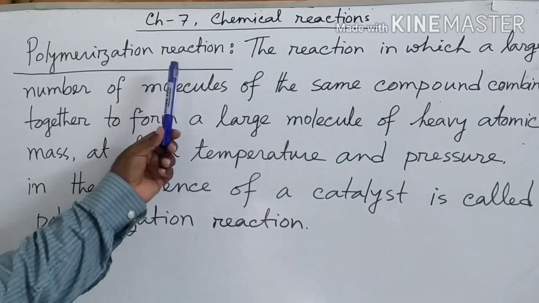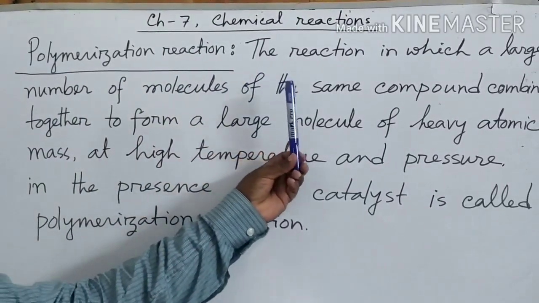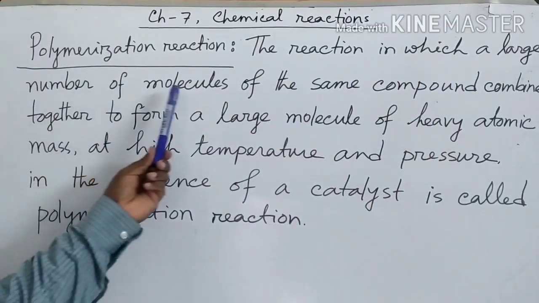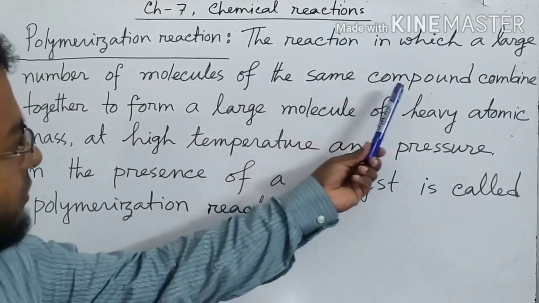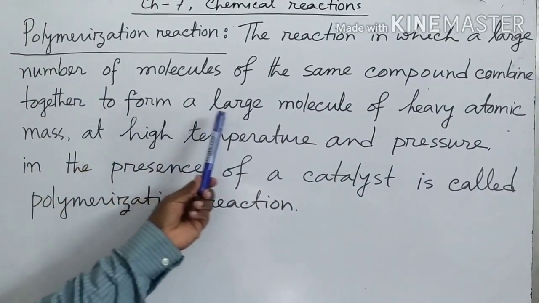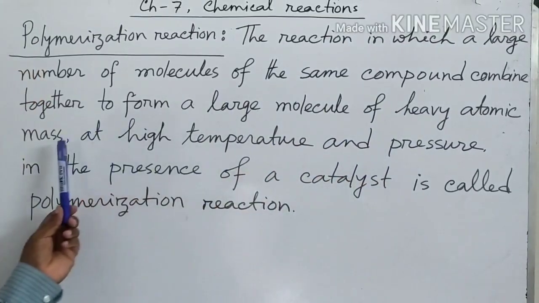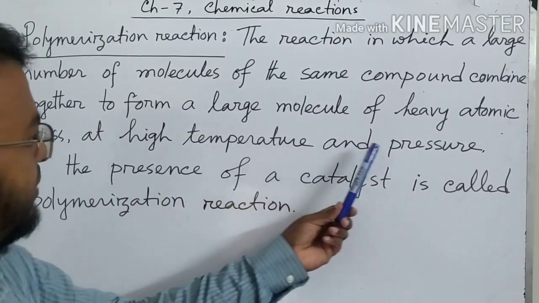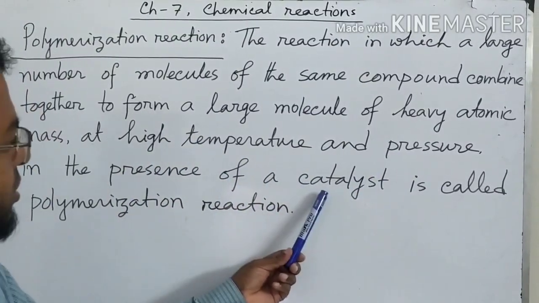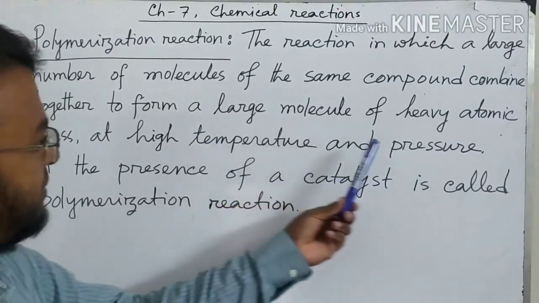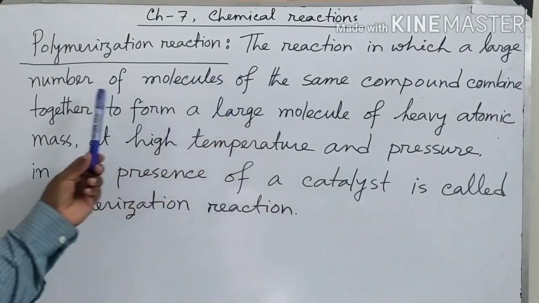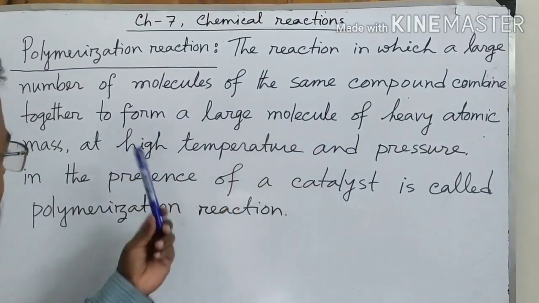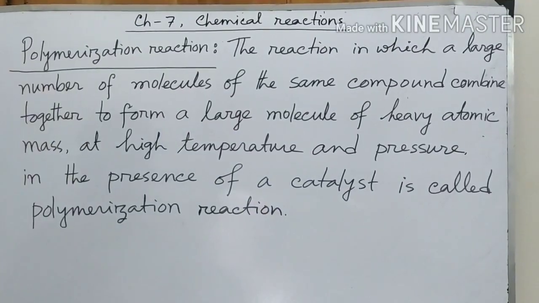Polymerization reaction. Okay, I have written the reaction, all of you see the board and write it. The reaction in which a large number of molecules of the same compound combine together to form a large molecule of heavy atomic mass. Okay, now the condition is required at high temperature and pressure in presence of catalyst. So catalyst is needed, high temperature is needed, pressure is needed, then a large number of molecules will combine to form a large molecule of heavy atomic mass. This type of reaction is called polymerization reaction.